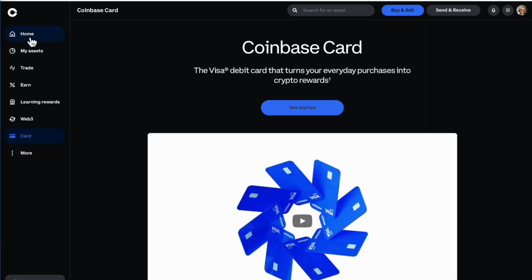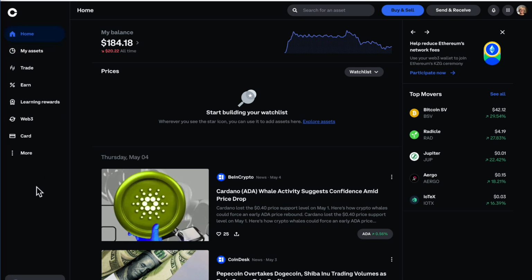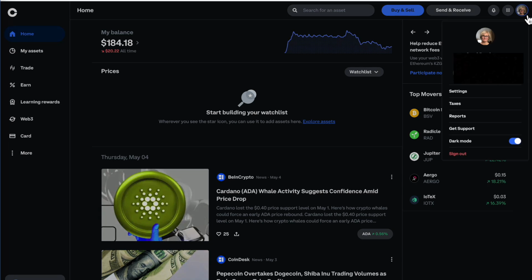So let's go back to home. So let's skip over here. You have a little search box for searching for an asset you're interested in. Buy and sell tab. This would be for the simple trading mode, not the advanced. Send and receive, if you want to send your crypto out or receive crypto in. Those are the tabs there. Notifications and a couple other features. And again, at this tab, information about you and your account.